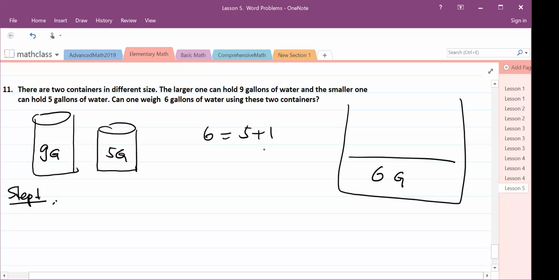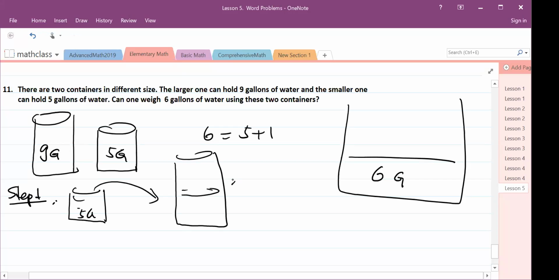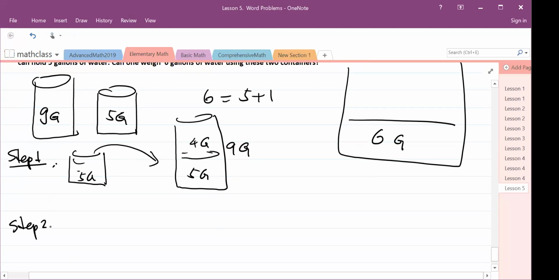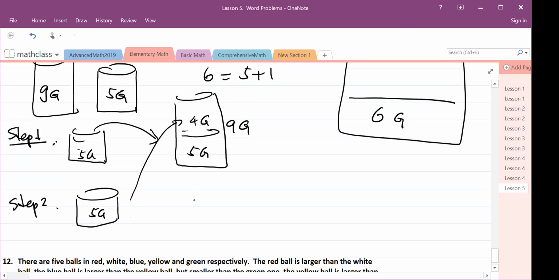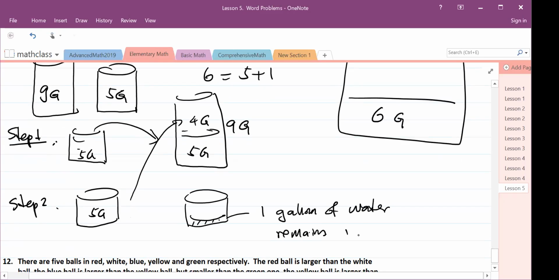Okay, let me show you. So how to get 1 gallon of water? I use a smaller container and pour all the water into the larger container. Okay, so this is a 9 gallon. So I get 5, right? Okay, so there's 4 left. So I fill up again, use a smaller container, filled up with water, 5 gallon. I continue to pour into here. So in the smaller container, I have 1 gallon left. Okay, 1 gallon of water remains in the smaller container.